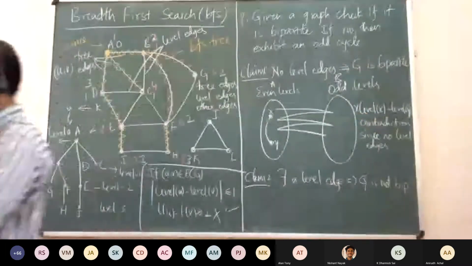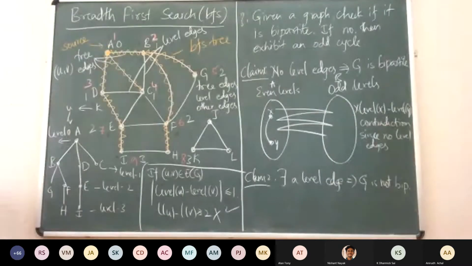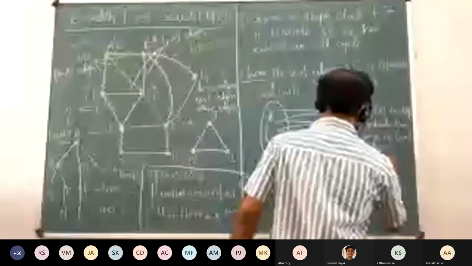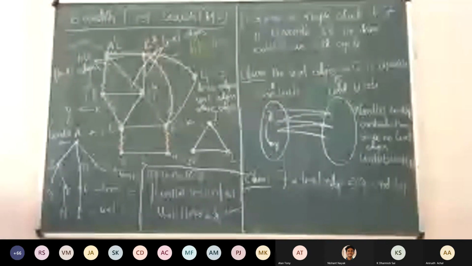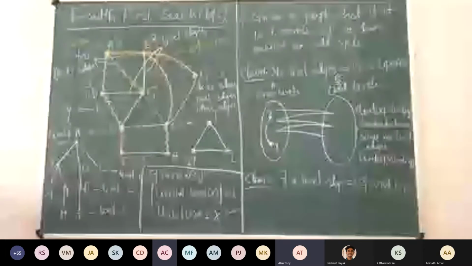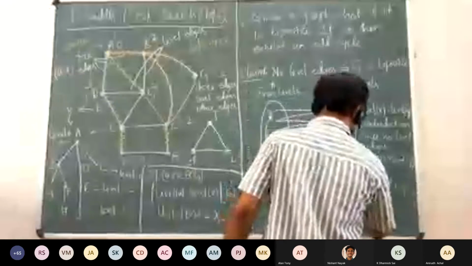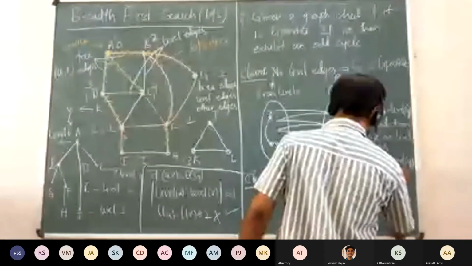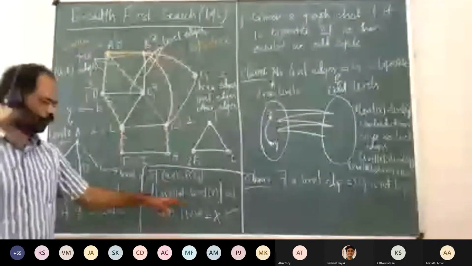So the only other possibility is that these are at two different levels. Without loss of generality, assume that level of x is greater than level of y. Then what can you say about the difference in their levels? It will definitely be 2 or greater. So level of x would be greater than or equal to level of y plus 2, which is again a contradiction to the property which we proved.